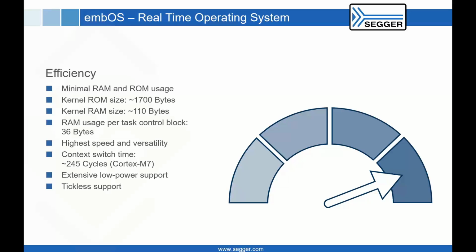So on a Cortex M7, the context switch time is about 245 cycles. So that's very quick to switch context. Over the years, we've implemented extensive low power support for various architectures. And then we also have tickless support in MBOSS as well.